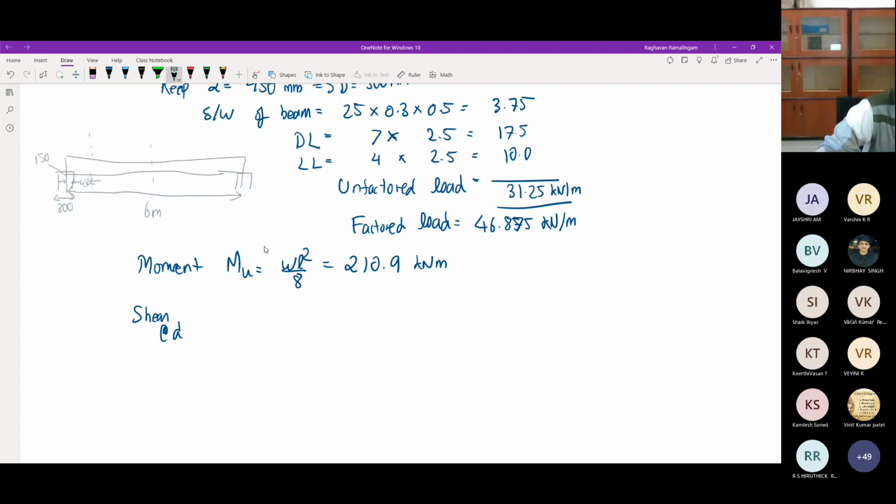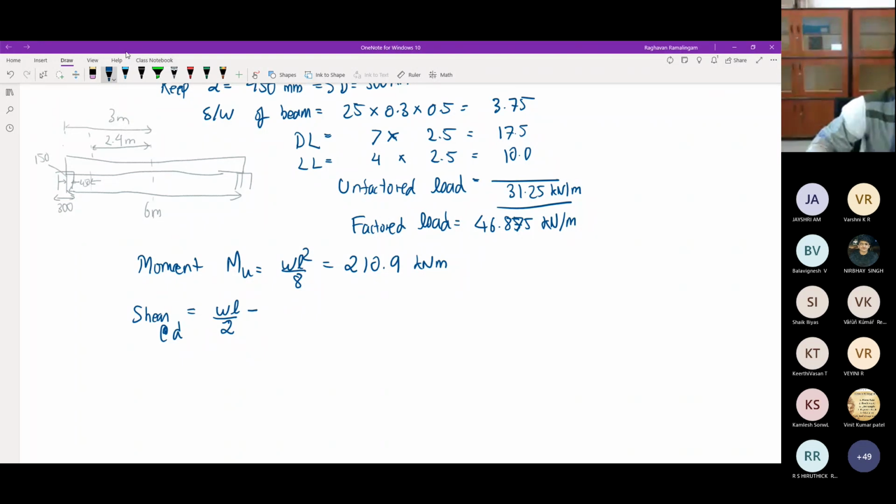So the remaining part will be nothing but, here to here is 3. That's the middle, and therefore here 150, another 450. So this will be 2.4 meters. Anyway, so for 6 meters, at the support the shear will be WL by 2.